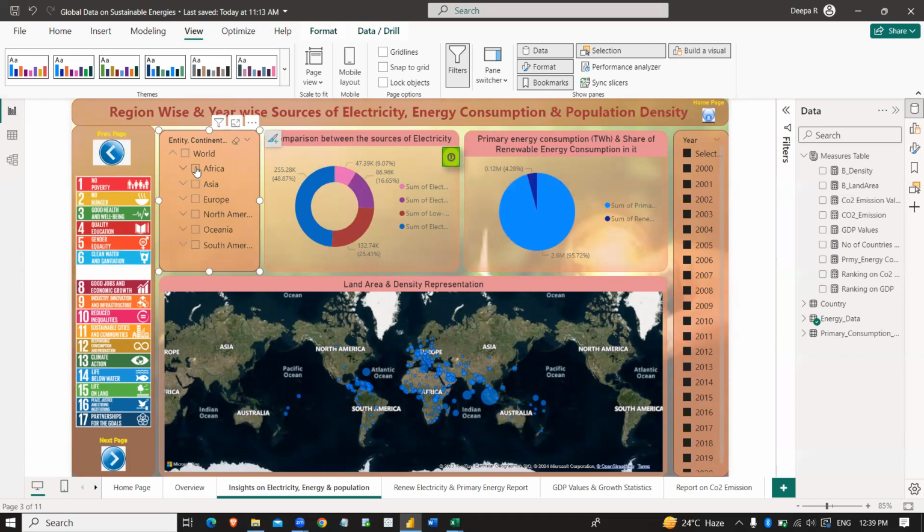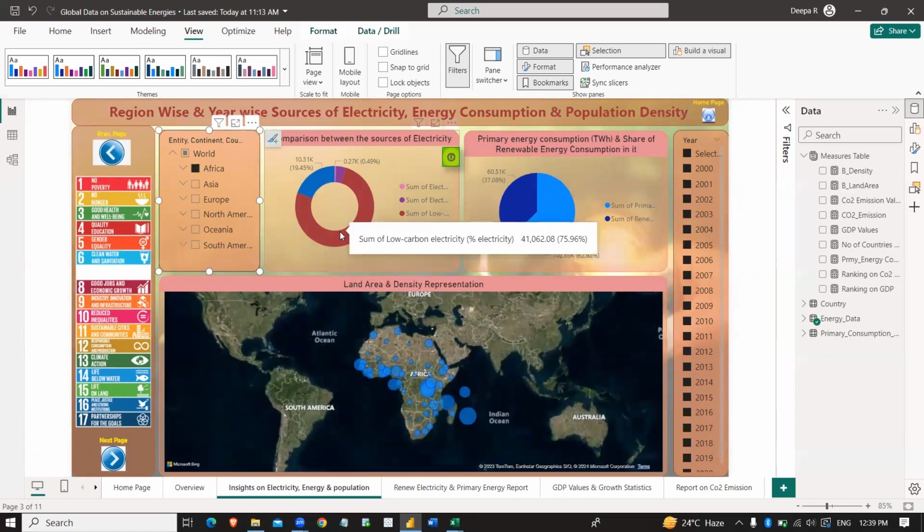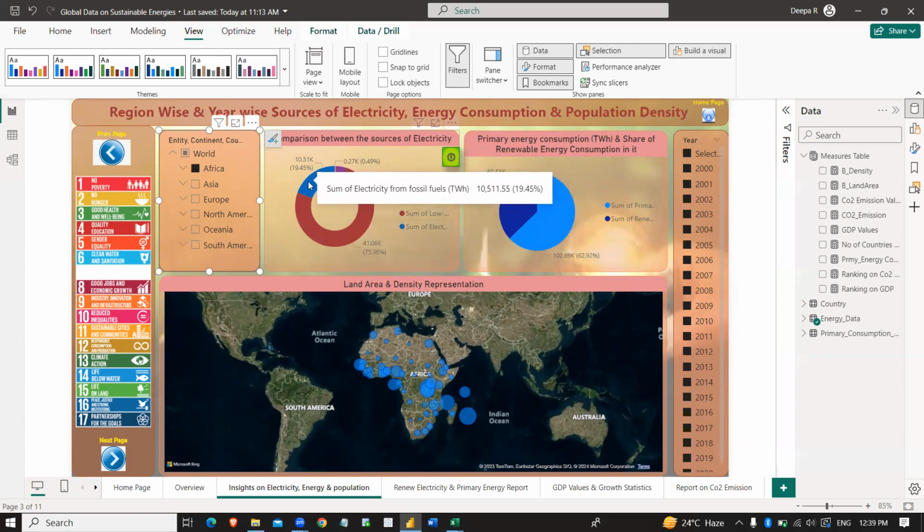sources of electricity is used in Africa, if we take only Africa. So you can see here, the sum of low carbon electricity is 75%. That's quite good. And this is fossil fuels. When it comes to renewables, this also we need to increase. And this is about Asia.